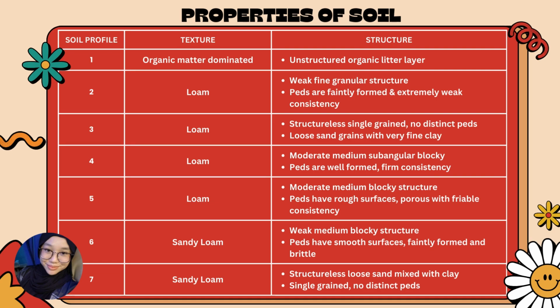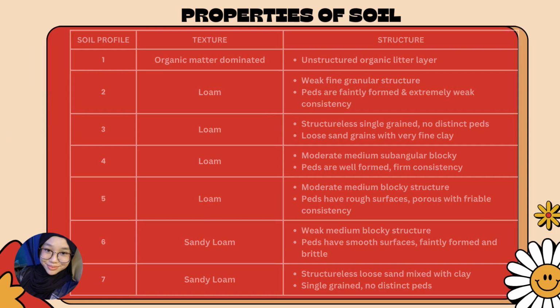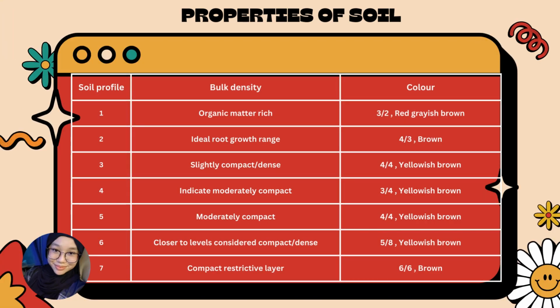Soil profile 4 has moderate medium subangular blocky structure, beds are well formed and firm consistency, and soil profile 5 has moderate medium blocky structure, beds have rough surfaces and porous with variable consistency. While soil profiles 6 and 7 are sandy loam with different structures. Soil profile 6 has weak medium blocky structure, pads have smooth surfaces, finely formed and brittle. Last but not least, soil profile 7 has loose structure mixed with clay, single grain and no distinct pad.